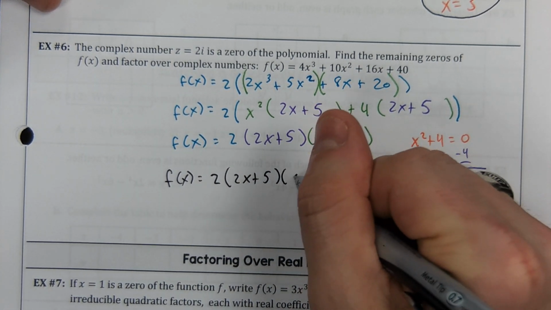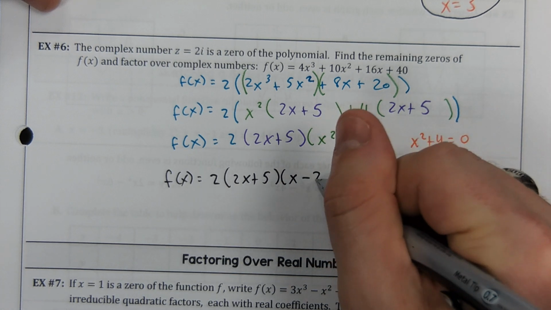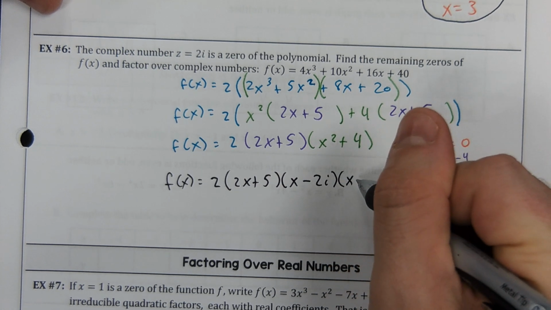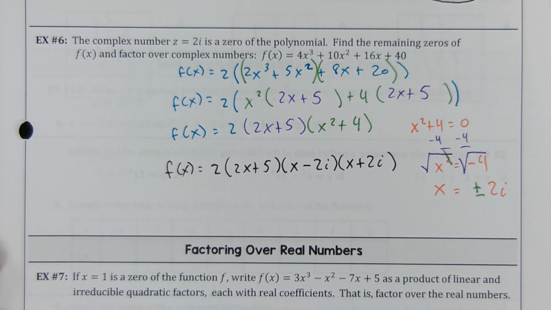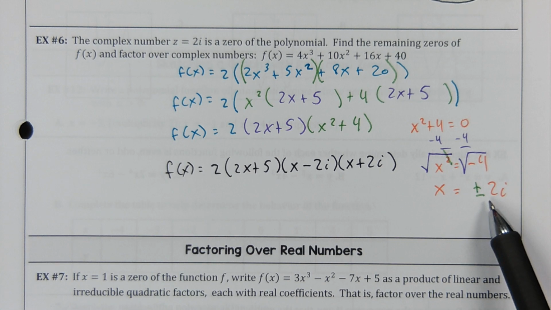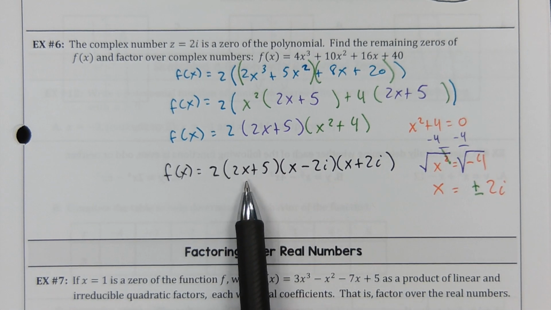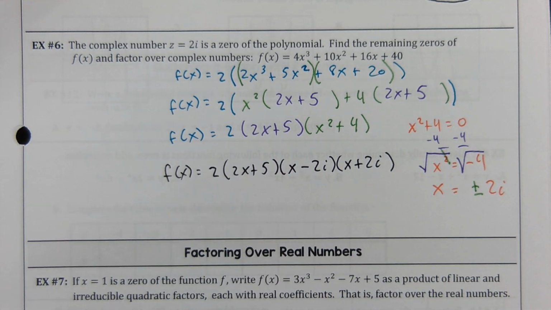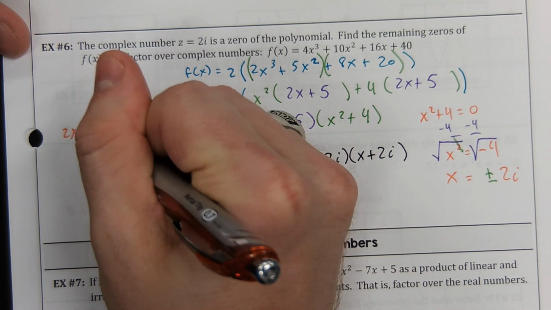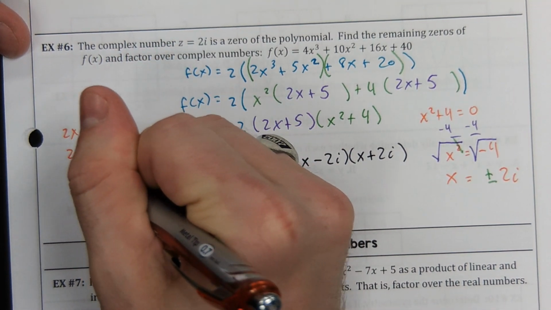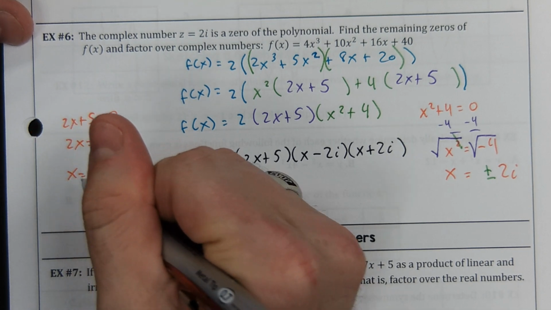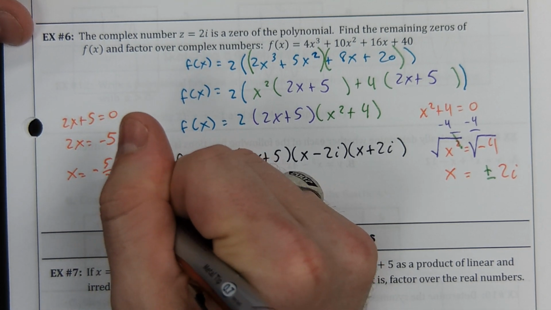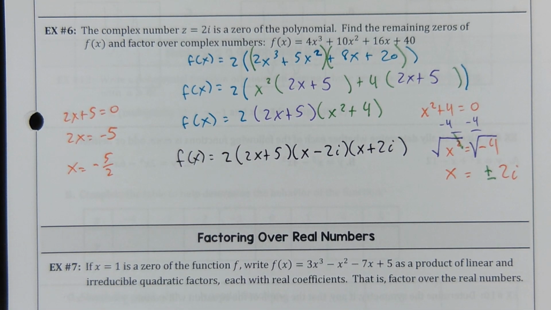And then we've got x minus positive 2i, x minus negative 2i. We have factored over the complex numbers. 2 of our solutions are here. The third solution comes from here. Subtracting 5 from both sides gets you 2x equals negative 5. And then dividing both sides by 2 gets you x equals negative 5 over 2. Decimal sucks, so I'm going to keep it as a fraction.